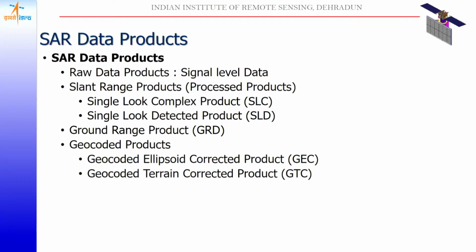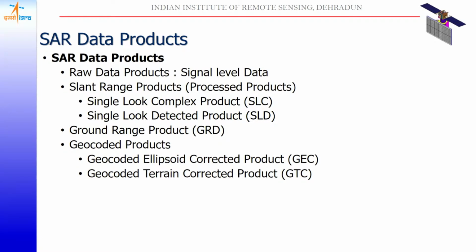And normally all the space-borne sensors give these types of data products, meaning they can provide the raw data product, which is called the signal level data. The raw data product is actually the data received by any space agency, either ISRO, NASA or ESA. They will initially get the raw data, and they will process it using different algorithms, like the range Doppler algorithm, the SPECAN algorithm, and the chirp scaling algorithm.